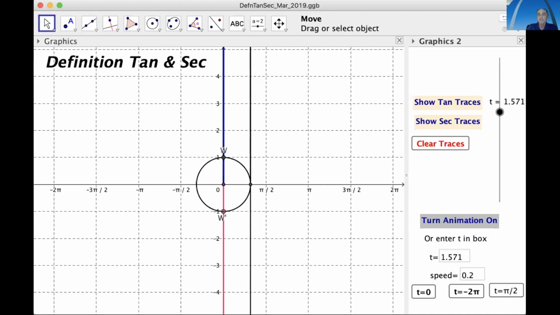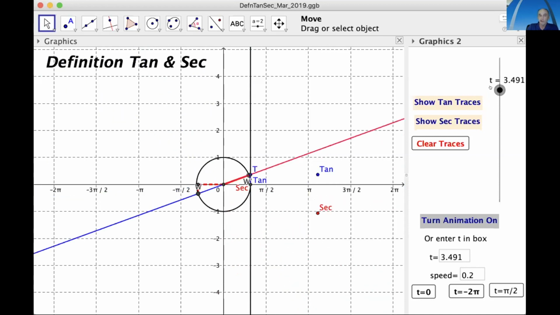It's undefined. But what I like about that is as you move around the circle, and I love color coding. So if you're in the second quadrant, you have to go backwards to hit it, and the tangent is negative, so I make it red. And you can go completely around the circle that way.